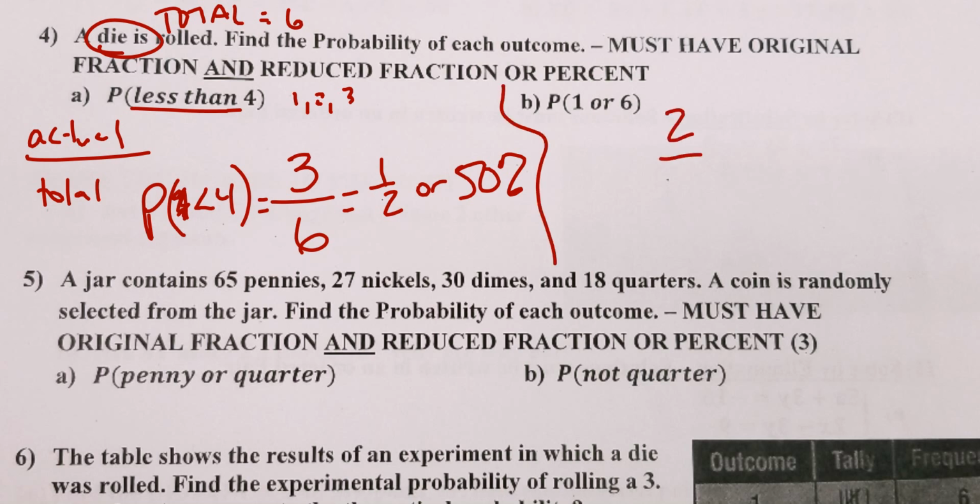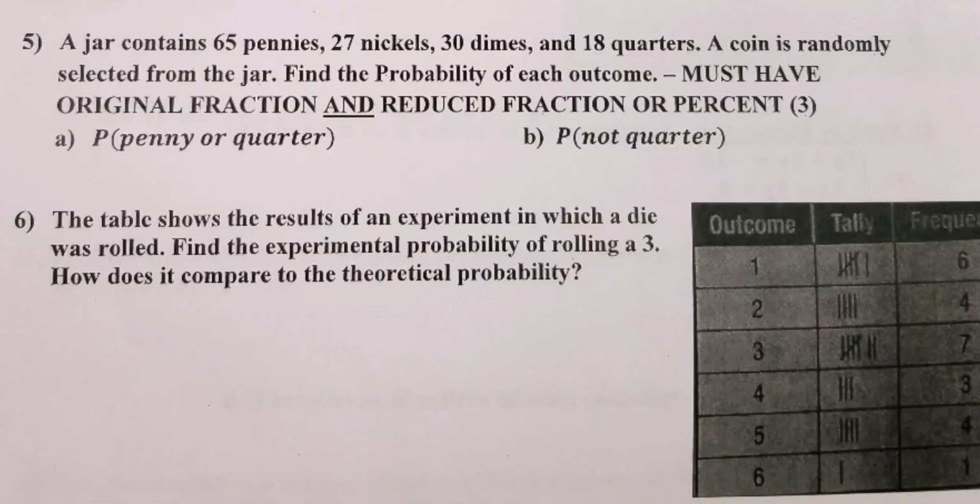1 over 6, that's 1 or 6, is 2 choices out of 6, which is 1/3 or 33.33%. So, number 5, I need to find the total first. The total's going to be the same for both of them, so I add 65 and 27, 30 and 18. I end up getting 140. So I know the total for both of these is going to be 140.